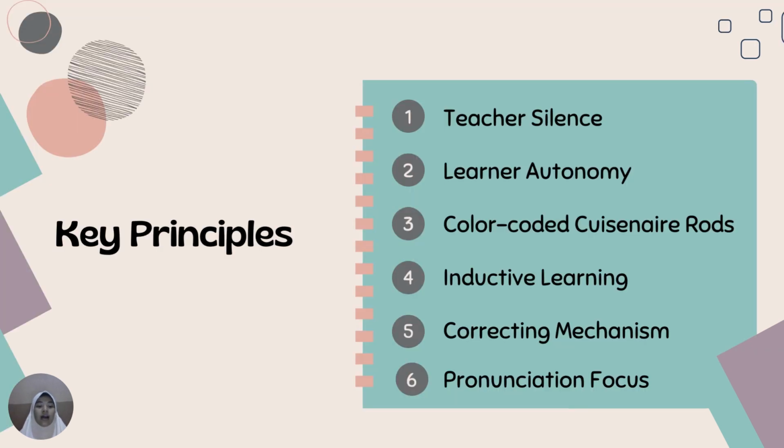And here are six key principles of the silent way method. The first is teacher silence. Yes, it can be inferred from the name of this method itself, the silent way. So it encourages the teacher to be silent, to take a bigger portion of the class in silence. So it is related to the name of this method itself.